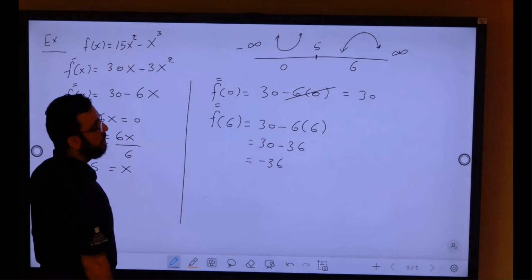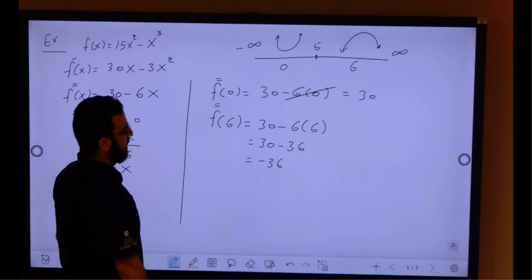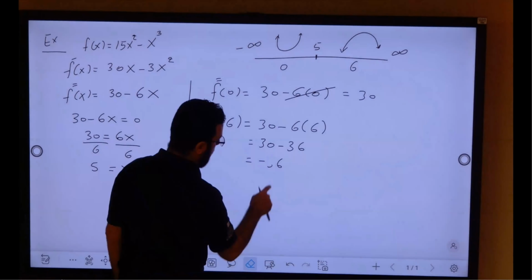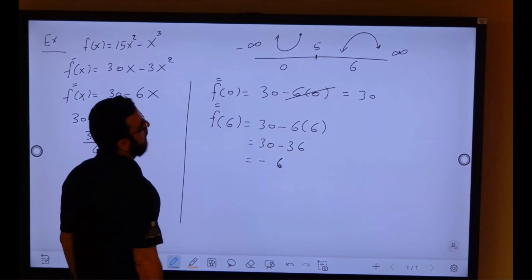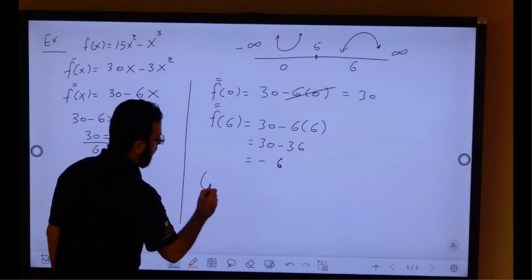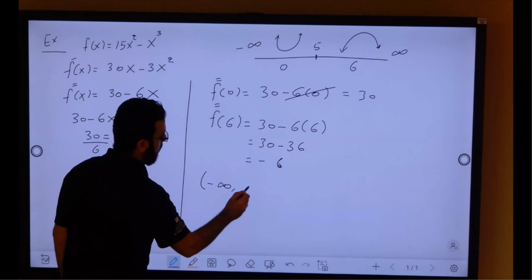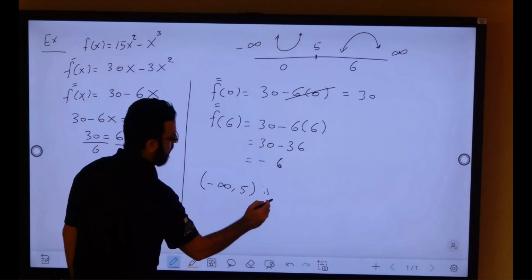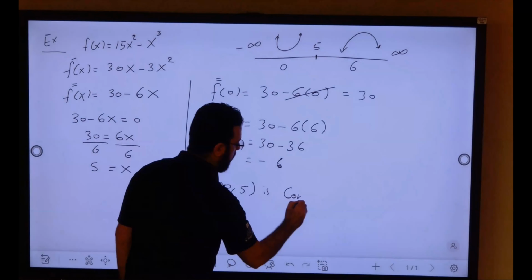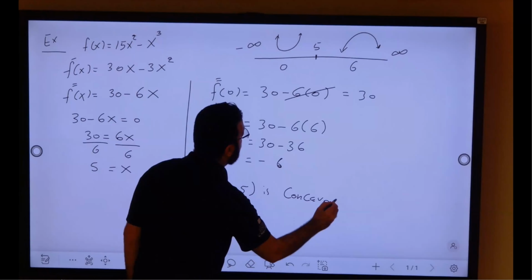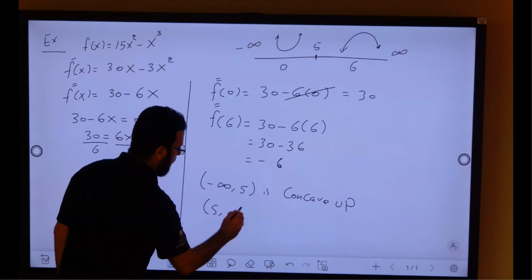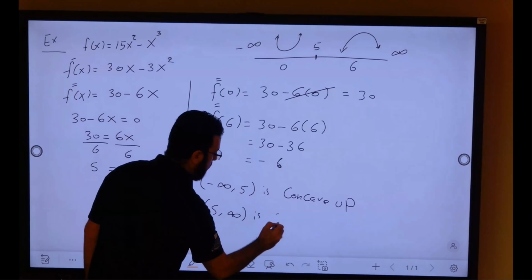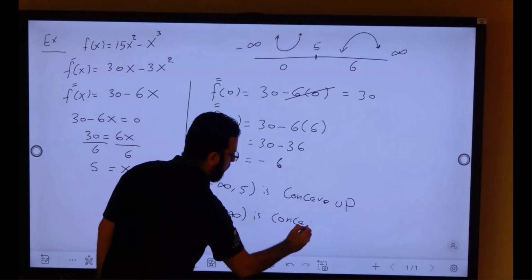It's negative 6. Again, I'm just going to care about the sign. So that means from negative infinity to 5, the function is concave up, and from 5 to infinity, it is concave down.